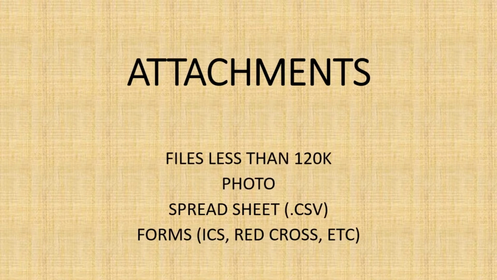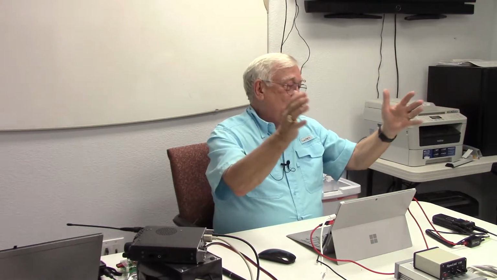You can also send attachments to that message. Files should be less than 120K. That includes photos. There are provisions to take a humongous 4K bazillion pixel photograph and reduce it down to something less than 120K, preferably 20K on HF. That seems to be a good size. Still produce a very usable photograph, but can be done.